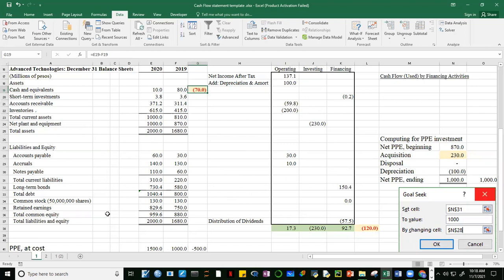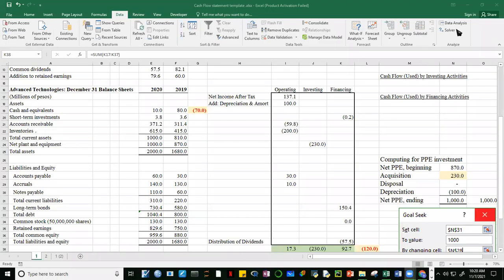Did we miss out on the long-term bonds? Long-term bonds, there was an increase of 150.4. So what else is missing here? So what did we miss out? What we missed out was the notes payable here.